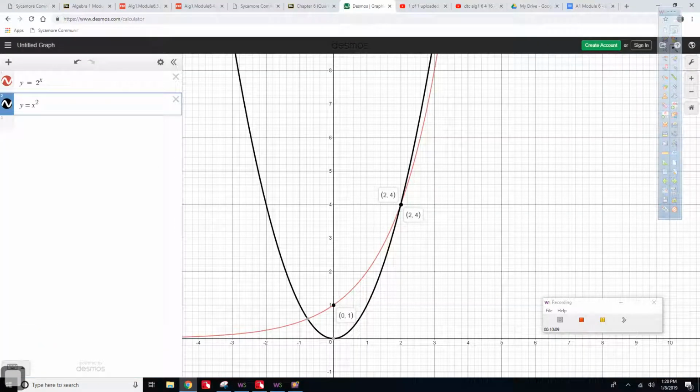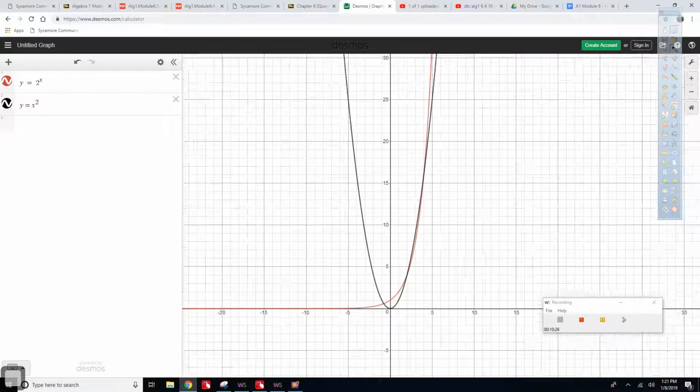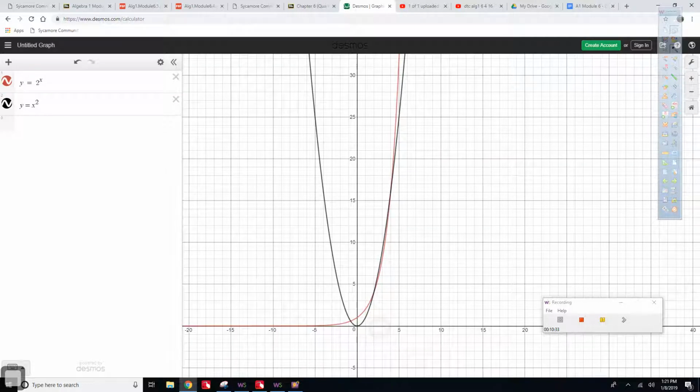From 2 to 4. Okay, let's look at the red one. Starts out at 2. So from 2 seconds to 4 seconds. Oh man, we're going to have to, there we go. Love this thing. Alright, so at 2 seconds, let's look at the hare. The hare is at 4, and at 4 seconds, they're both at 16. Okay.